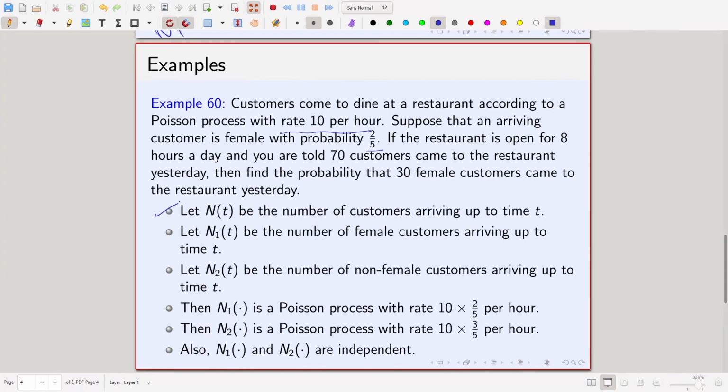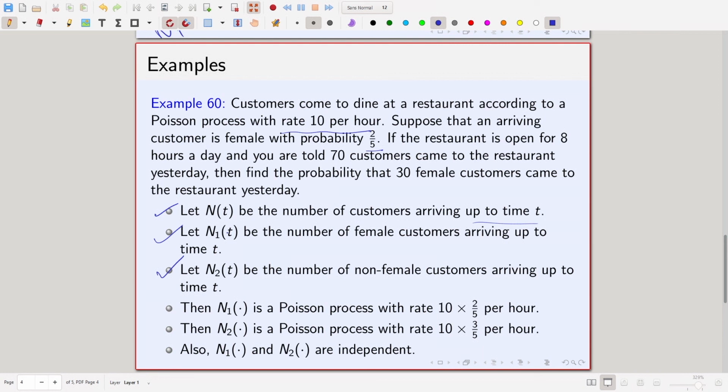So, let N(t) be the number of customers arriving up to time t, N1(t) be the number of female customers arriving up to time t, and N2(t) be the number of non-female customers arriving up to time t, fine. So, again we write down the counting processes. One is for the number of customers, N(t), N1(t) is for the number of female customers and N2(t) is for the number of non-female customers, fine.